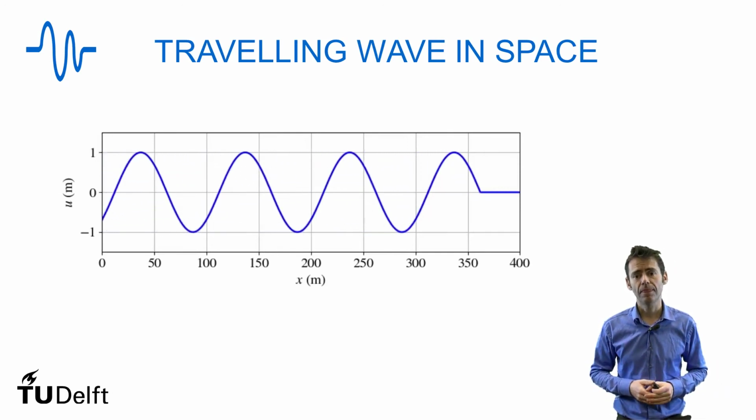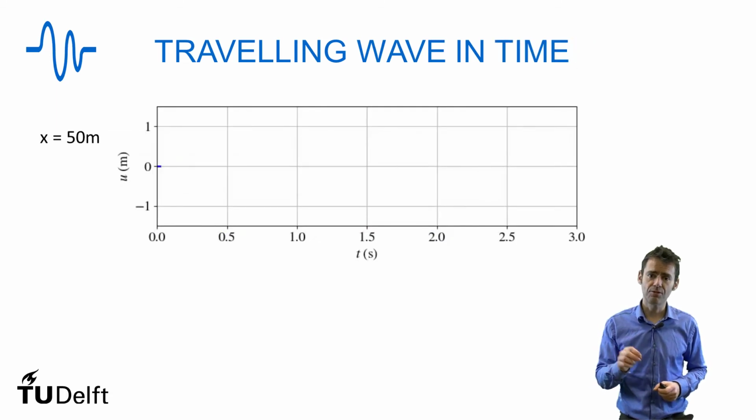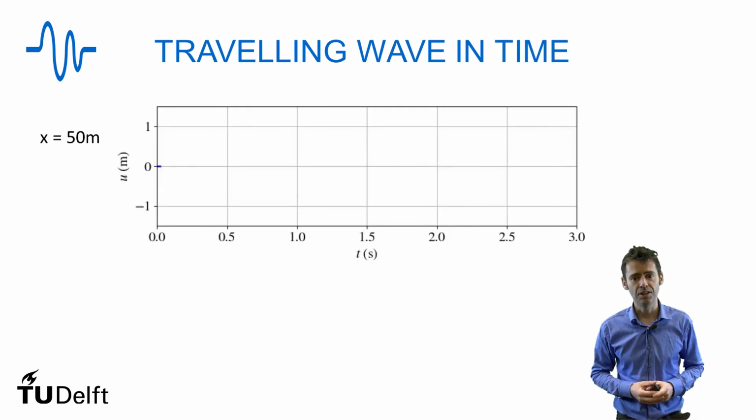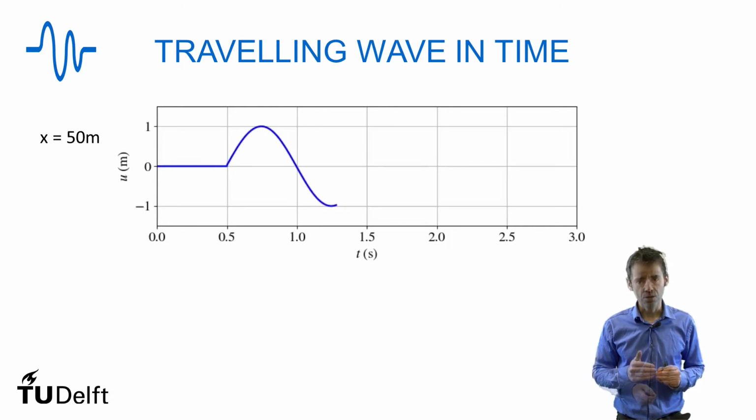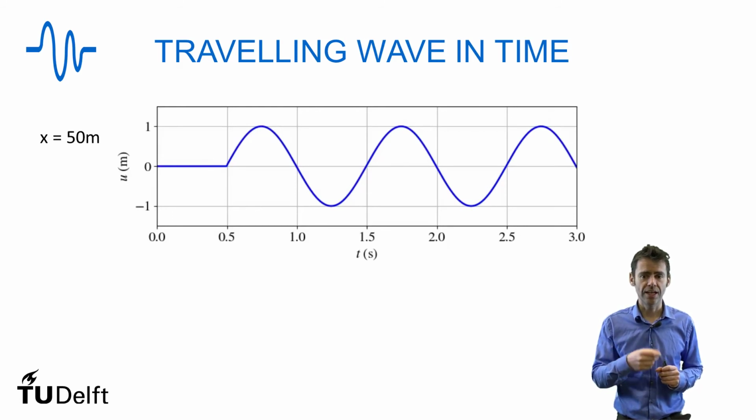Now, how does this look in time? Then we look at this specific point, for example, the point at 50 meters. Here you can see what happens to this oscillation at this particular point 50 meters away from me. For the first half a second, nothing really happens, because I already start to oscillate, but this wave hasn't arrived yet at the point where I'm looking. But after half a second, the oscillation has moved through the rope and the oscillation starts to go upwards at this particular point and then follows a harmonic oscillation in time.